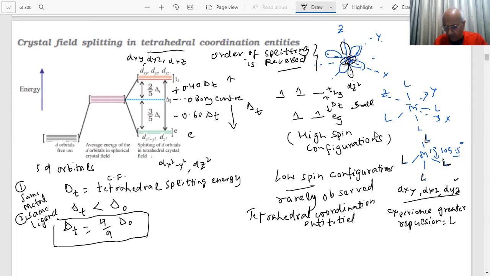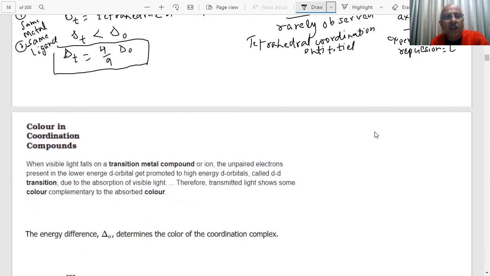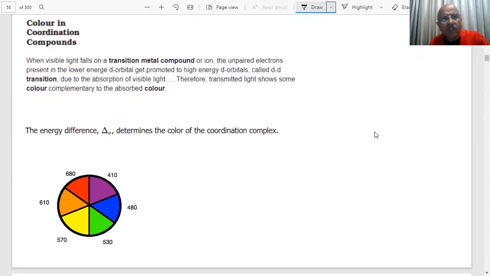Any doubt? Most of the questions are coming from octahedral field splitting. Clear? Okay. Now the most important question is coming, which will be asked in the paper.